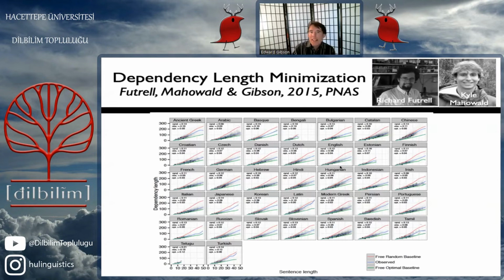And you notice the red, and then there's a third line here, which is if you were able to word your language such that you always chose the most local dependency, then you get this green line.